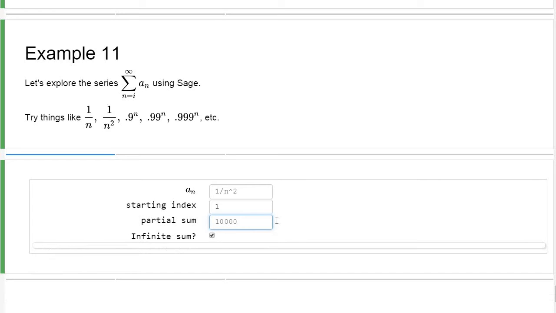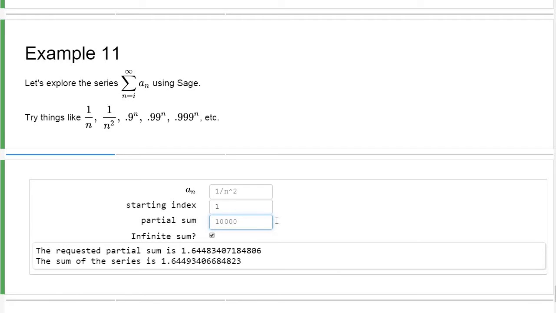I don't know how fast this thing will go, how many terms I want to give it. So here's 10,000 terms, and now I got 1.648, and this is 1.6449. So it's still slowly approaching the infinite sum here.